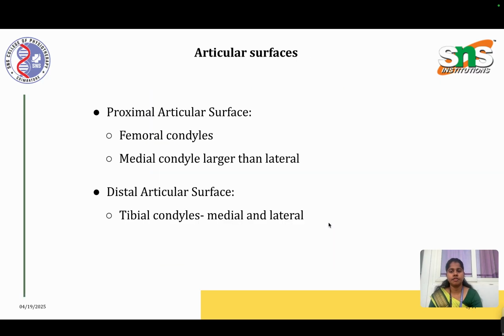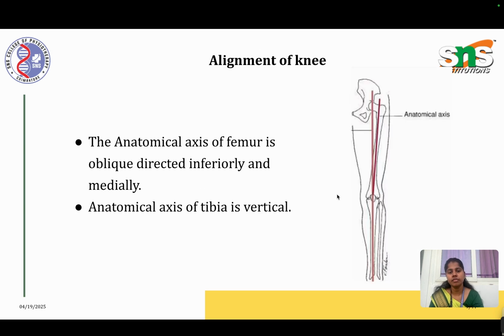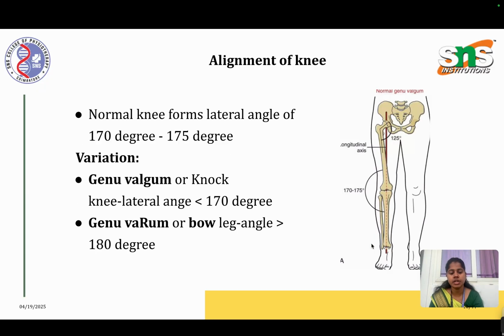Coming to the articular surfaces, the proximal articular surface comprises the femoral condyles, the medial condyle being larger than the lateral. The distal articular surface comprises the tibial condyles, medial and lateral. Now coming to the alignment of the knee, the anatomical axis of the femur is oblique and directed inferiorly and medially. The anatomical axis of the tibia is vertical.